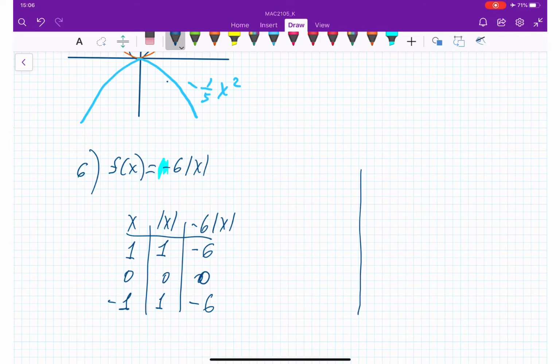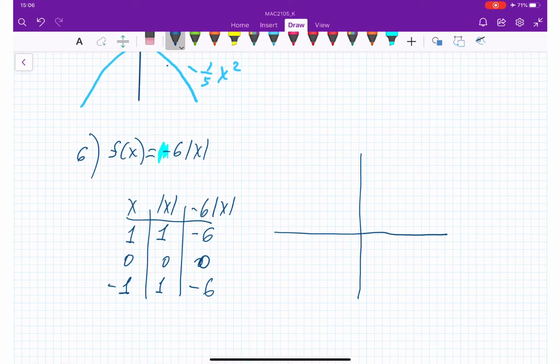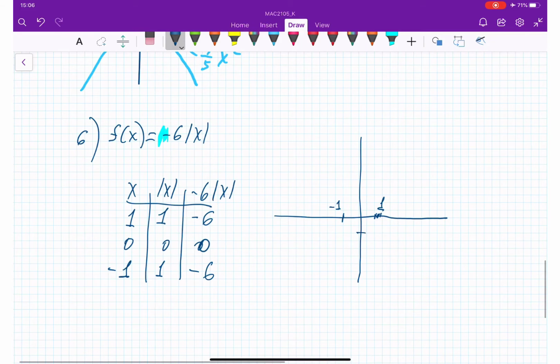So here is my graph. I'm going to do it by hand, so to save time. Okay, this is negative 1. This is positive 1. And negative 6. 1, 2, 3, 4, 5, and 6. Negative 6.